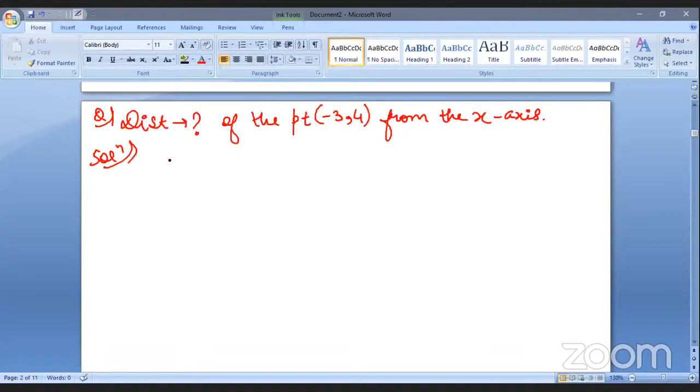AB from the x-axis. Just make this point. It would be here, (minus 3, 4), somewhere here. So we need to find the distance of this from the x-axis. So what will it be?